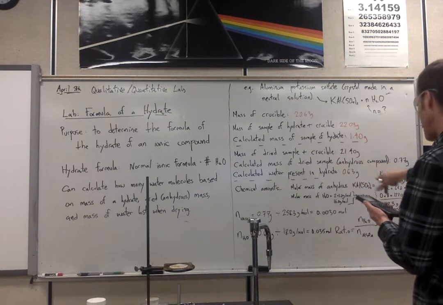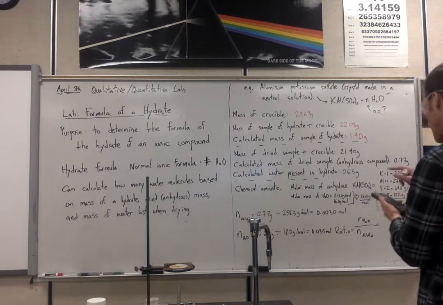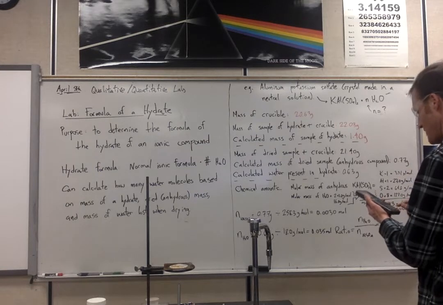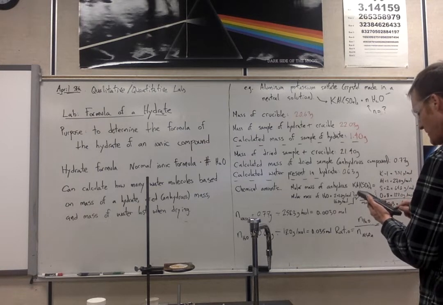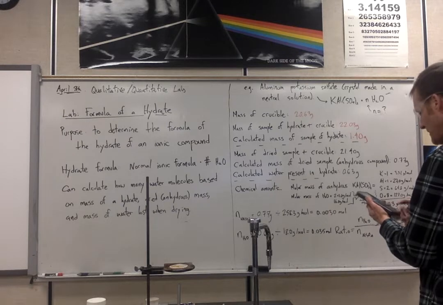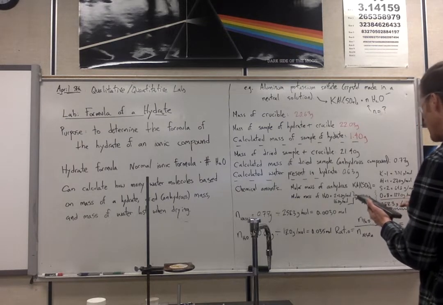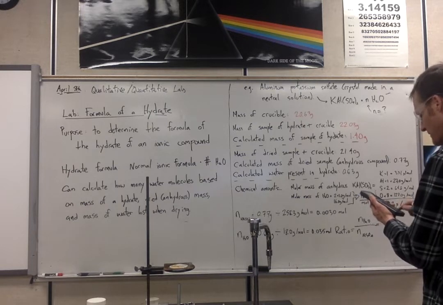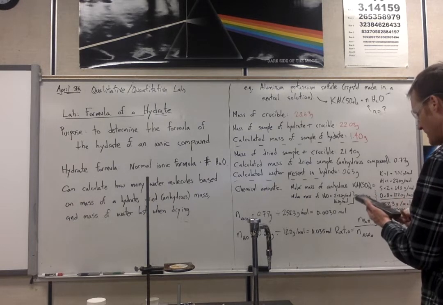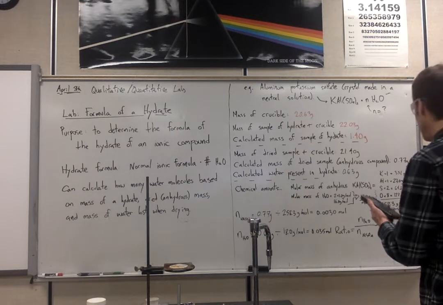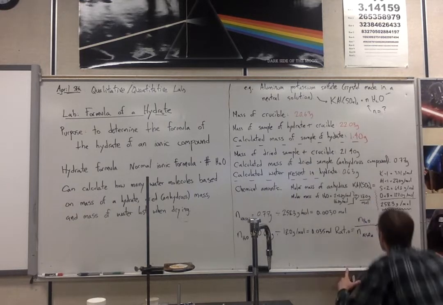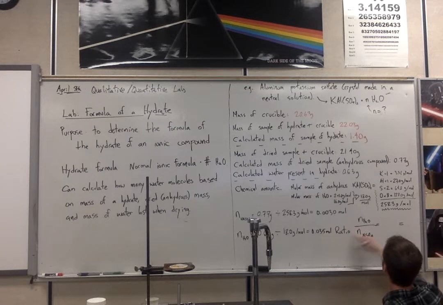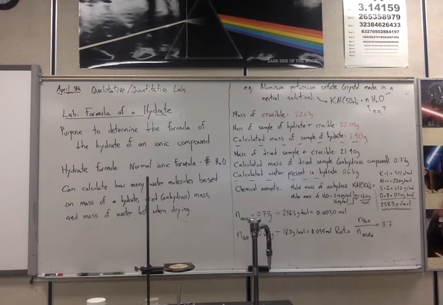Let's try this again. We have 0.63 divided by 18. Okay. Dividing that by bracket 0.77 divided by 258.3, close bracket. Much better. And I got 11.7. Okay.